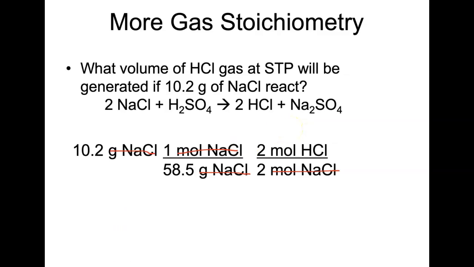And that's where I said I was going to use that handy dandy conversion. 22.4 liters is a mole. And I didn't even put HCl because it's for any gas. And then straight across the top, multiply 10.2 times 2 times 22.4 divided by 58.5 times 2, and you should get 3.91 liters of HCl. That's got 3 significant figures. That's what came up on my calculator, and 3 significant figures are given in the measurement of my problem, so I am good. So there's our final answer.